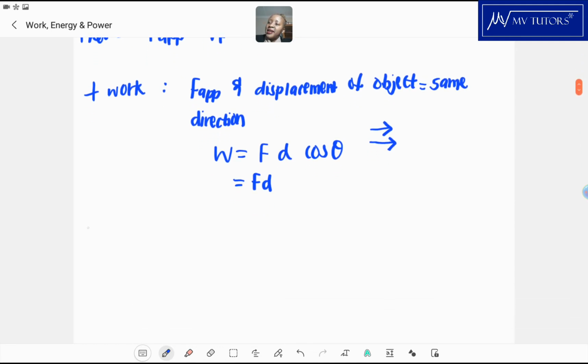So you just have force times displacement. Now, if you have negative work, that means that your force applied and displacement of the object are in opposite directions. I'm not going to write the whole thing, I'm just going to say they are in opposite directions.